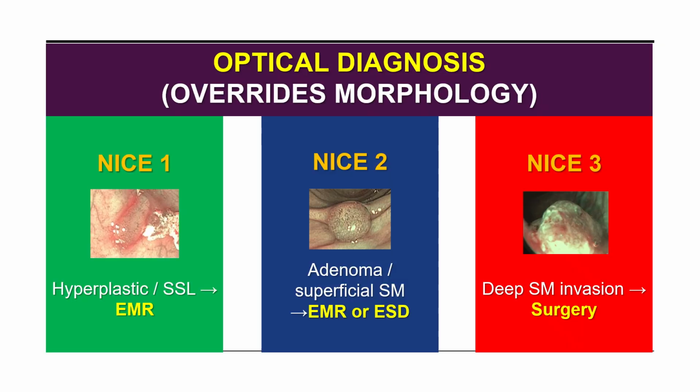Next, you ask yourself, what's the NICE type? Is it NICE 1? So it's a hyperplastic or sessile serrated lesion, so EMR is the best. If NICE 2, it's an adenoma, or there is a superficial submucosal invasion, so it's either ESD or EMR according to the size of the lesion. If it's NICE 3, it's depressed, so surgery is the best.